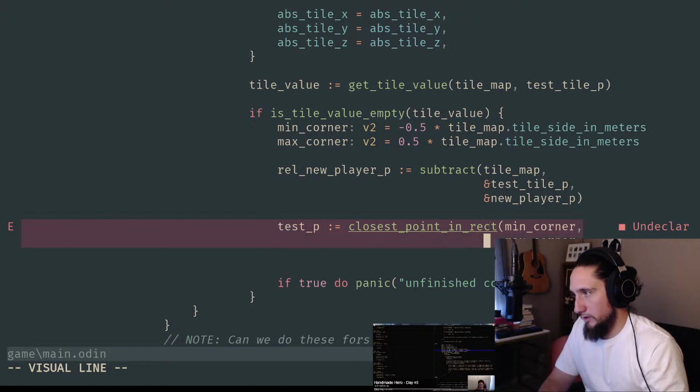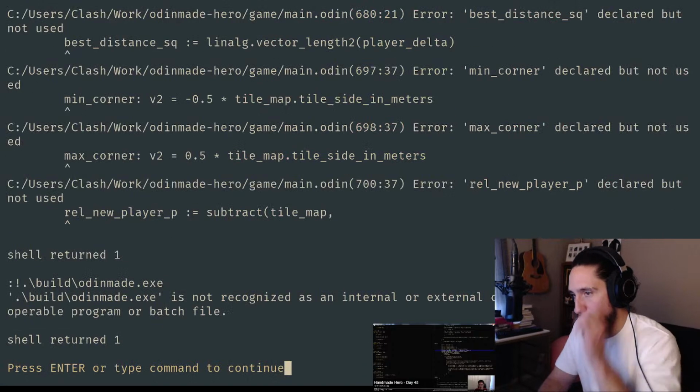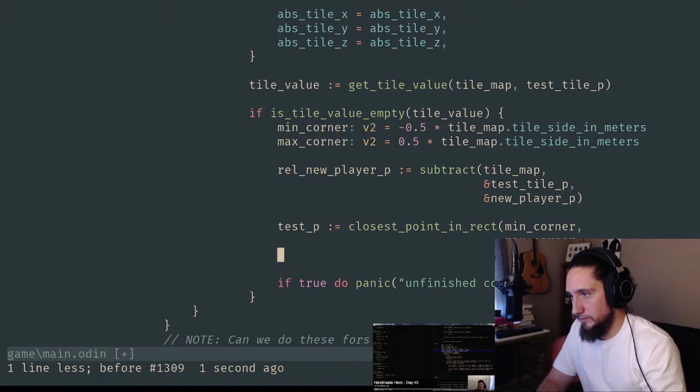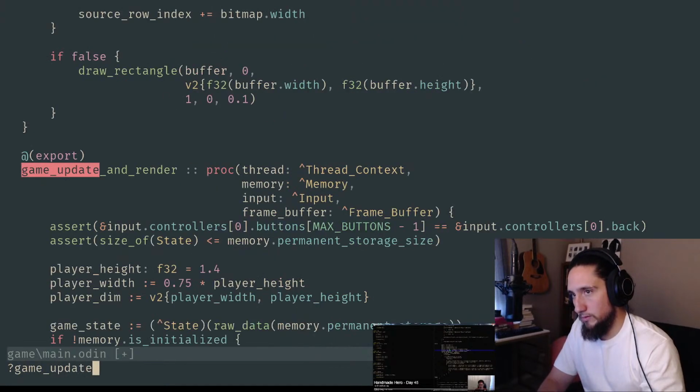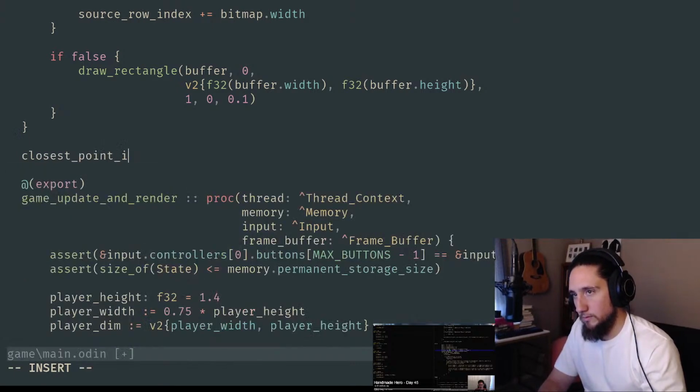I don't know where he intends to define that, but I guess I could always just do this. Although, of course, it's going to bark at me about not using things that I've declared. Ugh. Here, let's just do this. Well, that's not going to work either. I'm just going to stub this, I guess. Closest point in rect. We have to write it eventually anyways. Why not do it now?